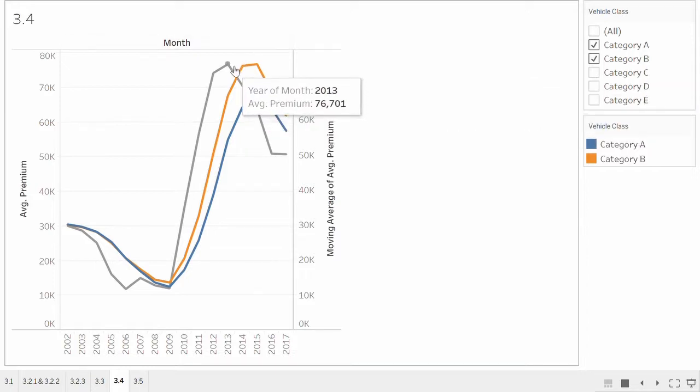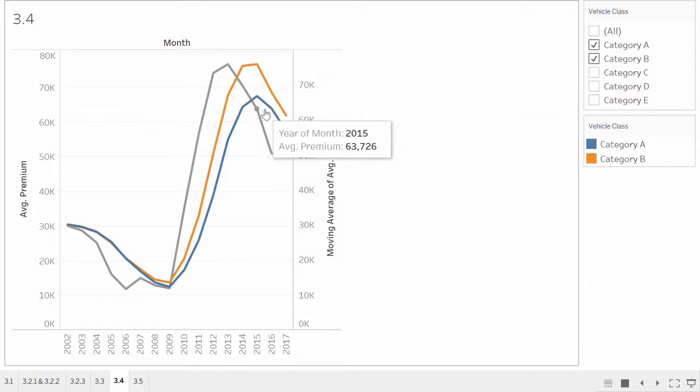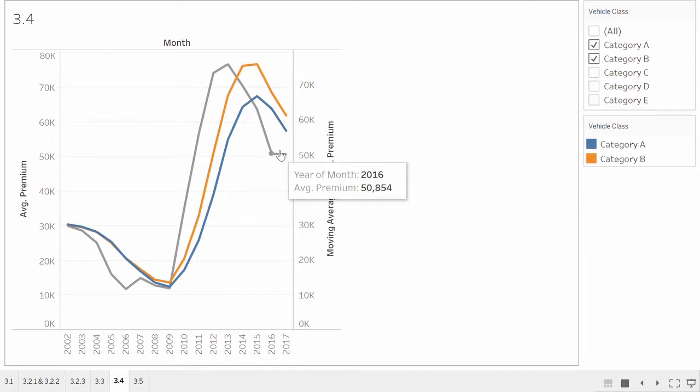According to the graph seen, the average premium COE prices have decreased from 76,701 to 63,726 and further decreased to 50,854 in 2016, making it more affordable for car owners to extend the lifespan of their vehicles after 10 years, as the prices have decreased by 20,000.